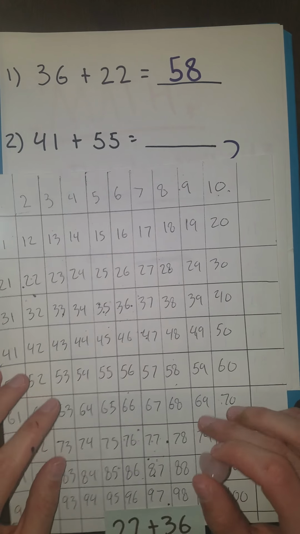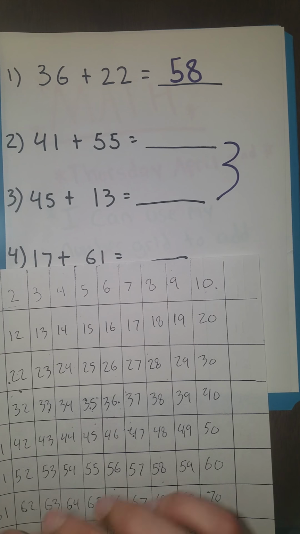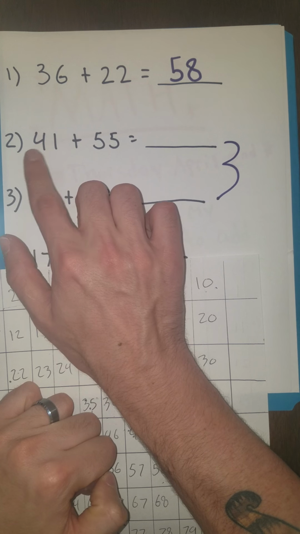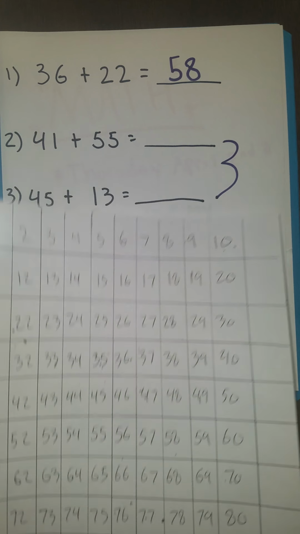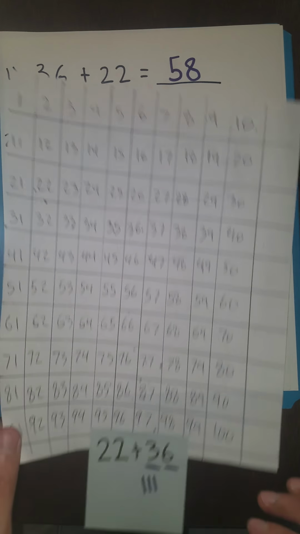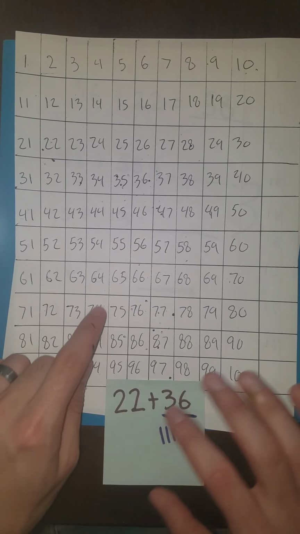And that was our first problem. Let's go ahead and solve numbers 2 and 3 together. So go ahead and write this problem down. 41 plus 55.